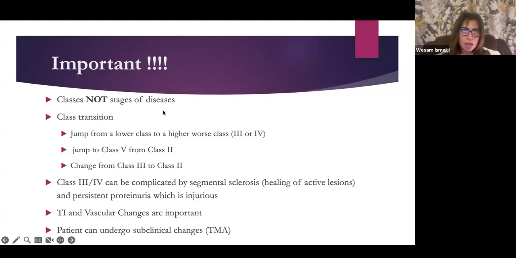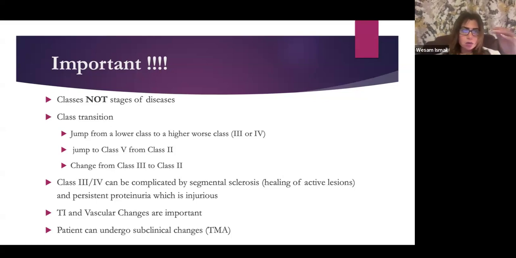So patients do not have to start with lupus nephritis as class 1 or 2. No, sometimes the first presentation, as most of you know, is with class 3 or class 4 or with class 5. And there is class transition, so patients change.